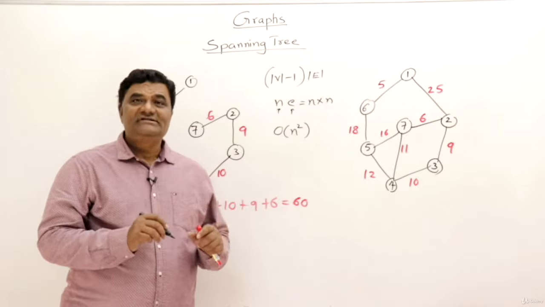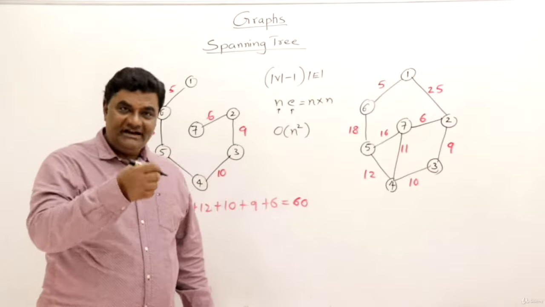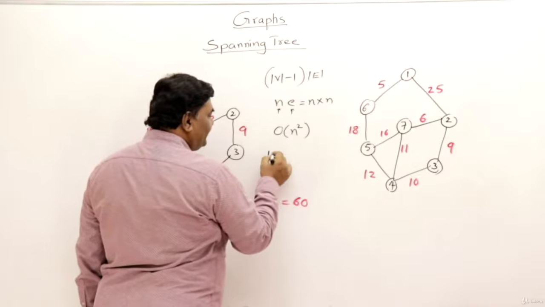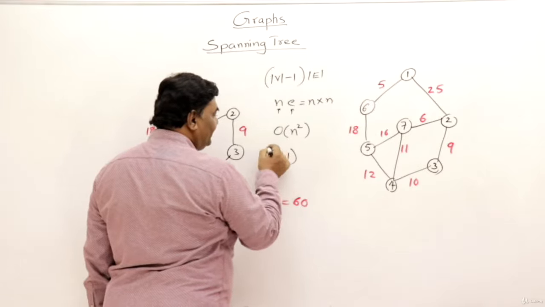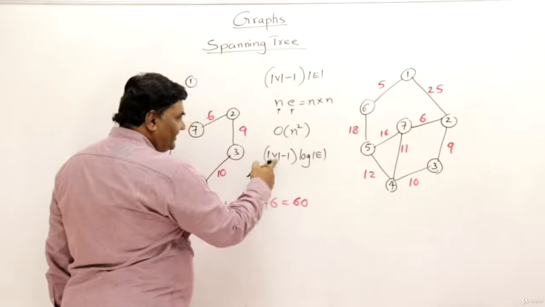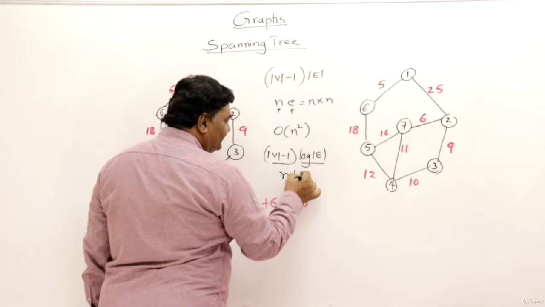Then if you are using some heap data structure for finding the minimum edge from the set of edges, then the time can be reduced to number of vertices minus 1 into log E, the number of edges. So if you see, this is linear n and this is logarithmic, so we can say log n.